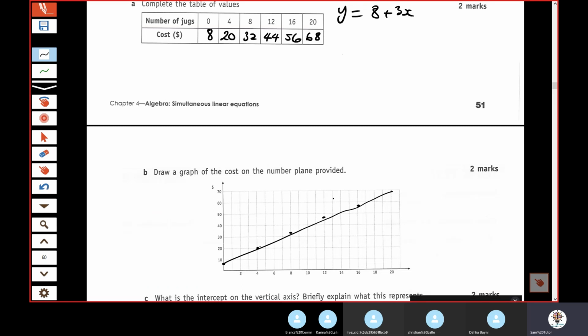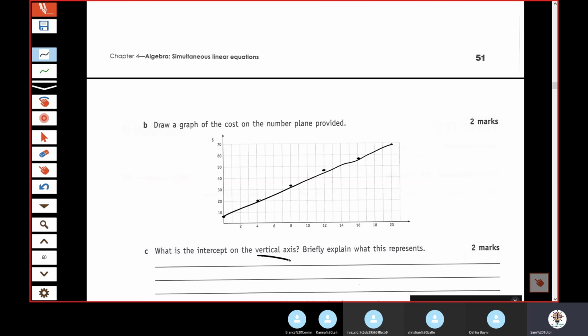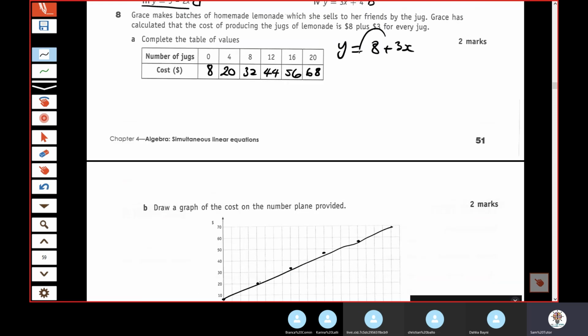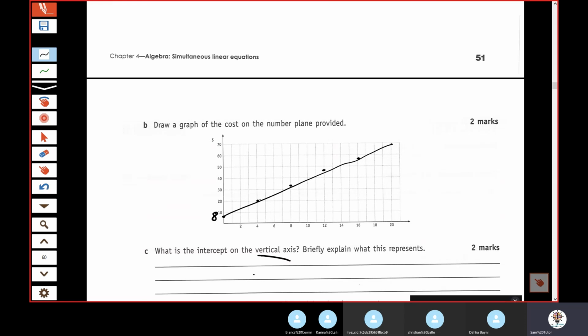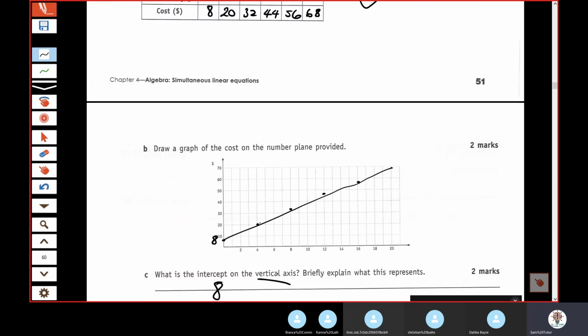Easy? 2 marks. What is the intercept on the vertical axis? Essentially, that's another way of saying what is the y-intercept? Well, you know from this, the y-intercept is just 8. Otherwise, you could just go, okay, the vertical intercept is just 8 anyways. Briefly explain what this represents. What does $8 represent?